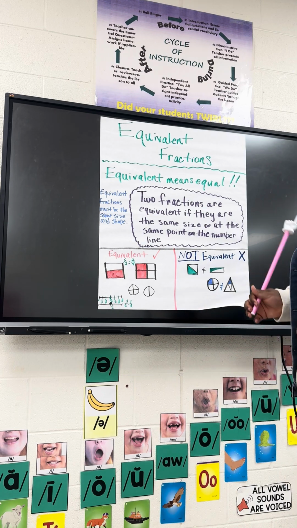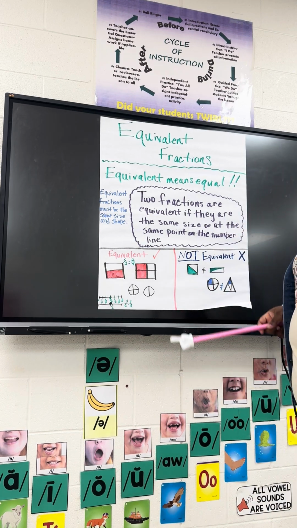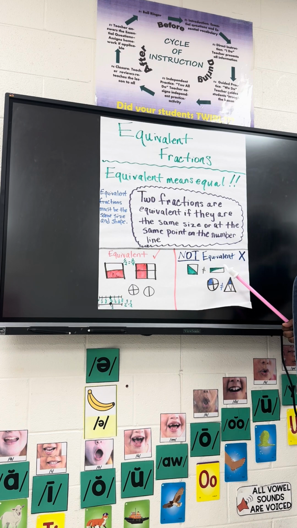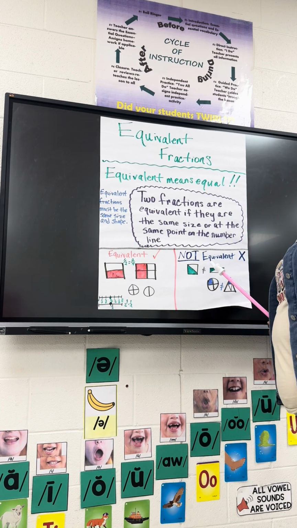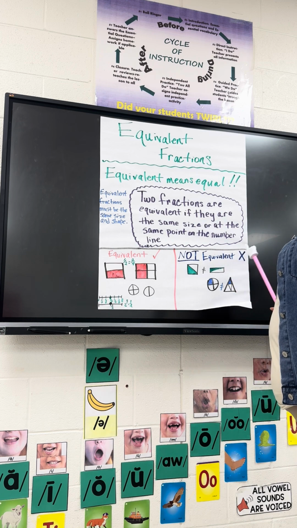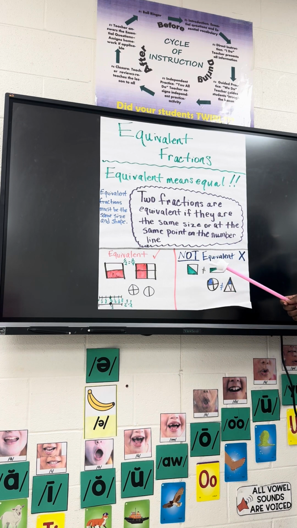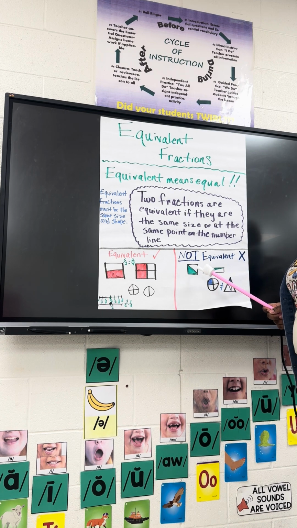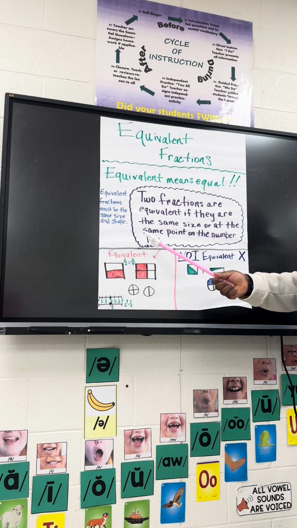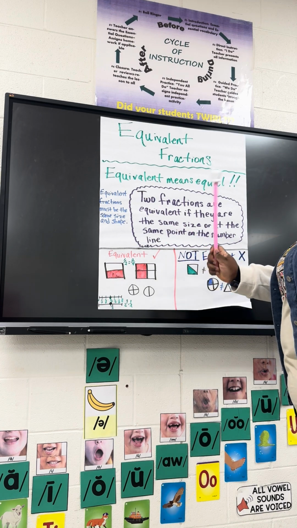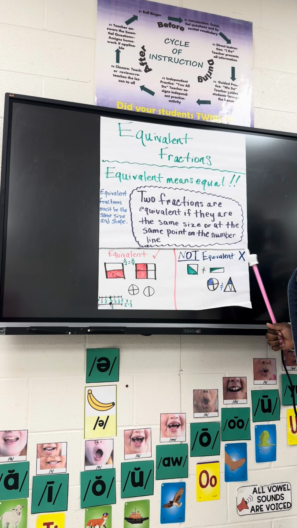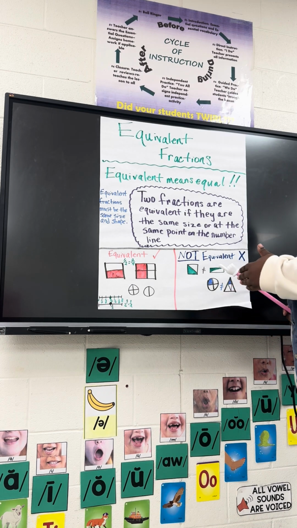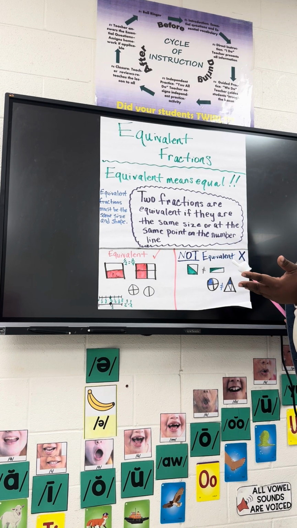Now we're going to talk about not equivalent. What two shapes do we have right here that are shaded green? We have a square and a rectangle. Very good. But I said they are not equivalent. Can you tell me why? Because they both have half shaded. That's right. Because equivalent fractions must have the same size and same shape. These are not the same shape. Very good. So even though they both represent half, they're not the same size or shape.